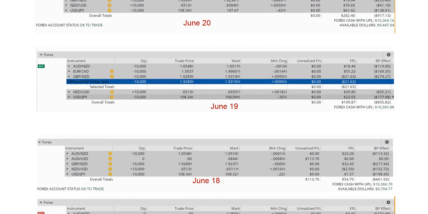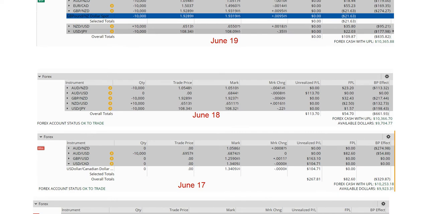As we look on here, let's go to June 17th. On June 17th, the only thing he's really in, if you look here, is Australian dollar, US dollar, and he's short. So the more it goes down, the more money he makes. Over here, the next day, AUD USD says 0. That means he's out of that trade, and his profit was 113.70. That's pretty decent for somebody putting out $10,000 on a day or two. That can work.